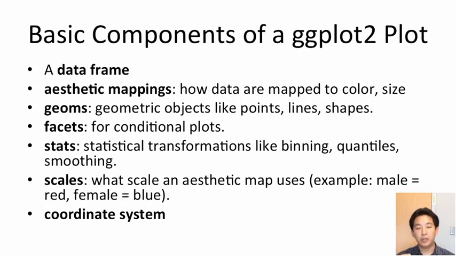Facets are used for conditional plots. Typically you want to have multiple panels of plots that show the relationship of something as a third variable changes. That's a facet. And then stats are statistical transformations like smoothing, binning, quantiles, regression, things like that. Scales define how the different variables are coded in terms of the plot. For example, you might have a binary variable that represents sex, so the males will be red and the females blue or something like that. That is a scaling for a particular type of dichotomous variable. And lastly, you need a coordinate system, which we won't focus on too much in this lecture, but it tells you how certain numerical representations get translated onto a plot.